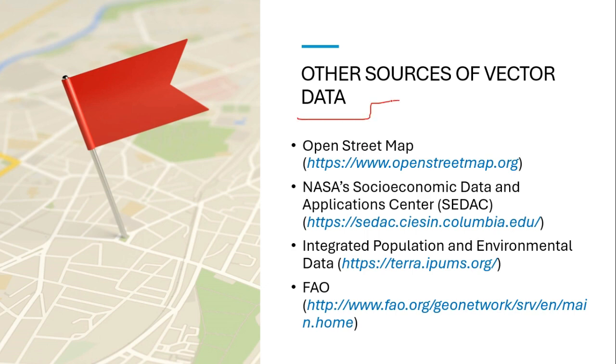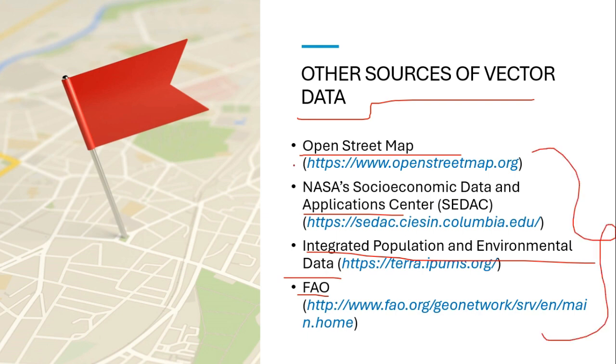Then we have some other sources of vector data like OpenStreetMap, NASA Socioeconomic Data and Applications Center, Integrated Population and Environmental Data, and FAO. Here are the websites for these. You can visit these websites to inquire more about what kind of data sets are available on them.